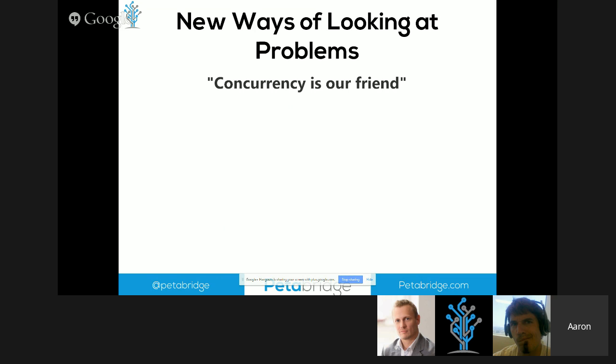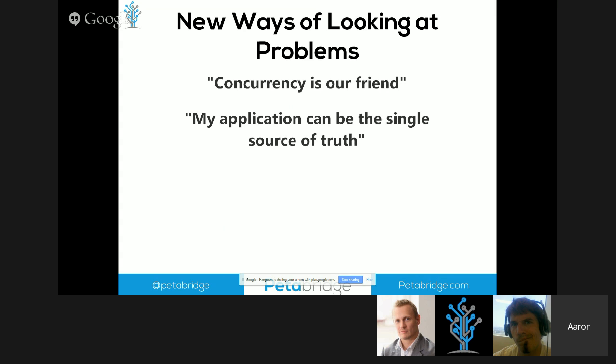And some of the other things that Akka.NET makes possible is that we have some new ways of looking at problems. "Concurrency is our friend" is one thing that we can do. Like Joshua found, being able to use actors to do things concurrently freed up a whole bunch of new possibilities, eliminated a bunch of code you didn't need anymore, and made a lot of things possible. "My application can be the single source of truth." There's a whole value in being able to have your application state be part of your application rather than something that resides somewhere else. So this is a fundamentally different way of thinking about writing web applications than we've ever done before.